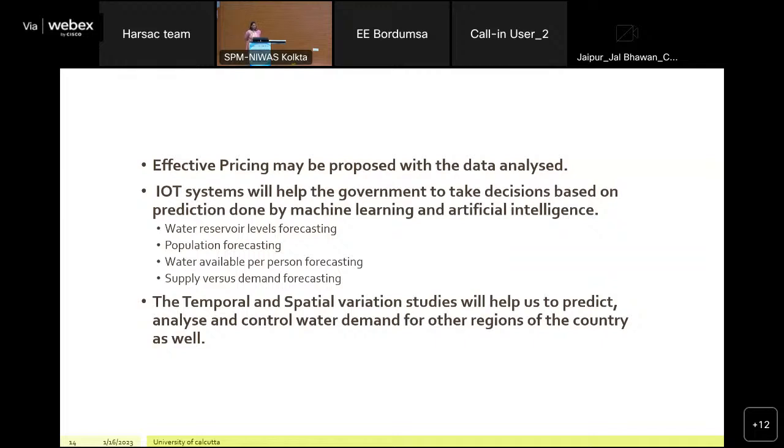The IoT system will majorly affect the water reservoir level forecasting, population forecasting, water level available per person, which is 55 LPCD at present, supply water demand versus forecasting. The temporal and spatial variation studies will help us predict, analyze, and control water demand in other regions of the country as well. This temporal variation is the time series variation, and spatial variation is the variation of the same data in different places. We can correlate the data not only of the same place, but also with different regions, how they are correlated and how they can be predicted in future.